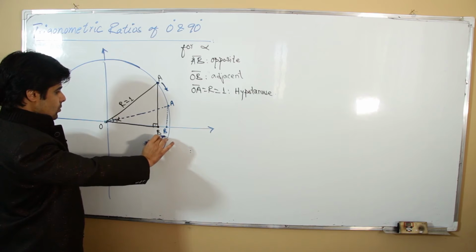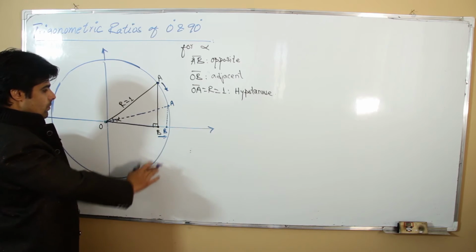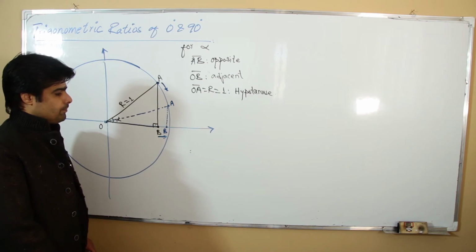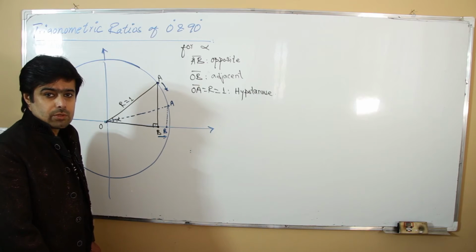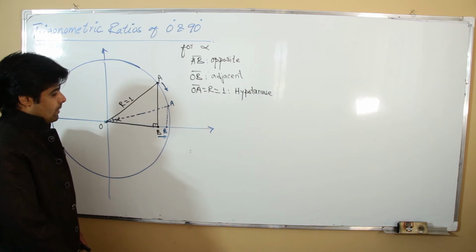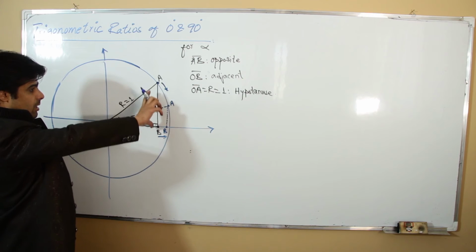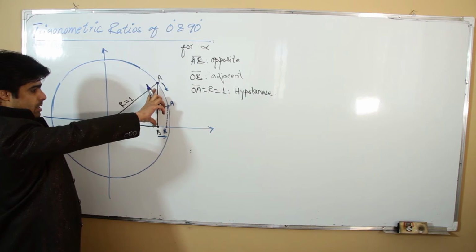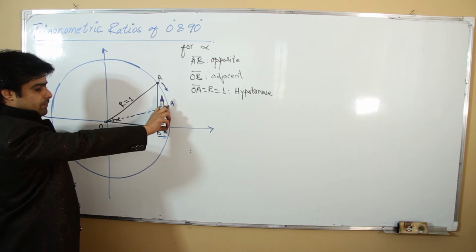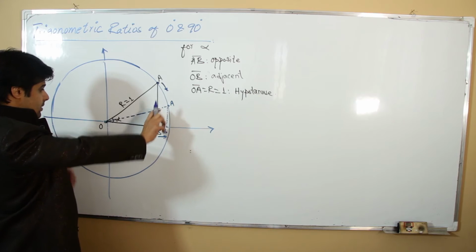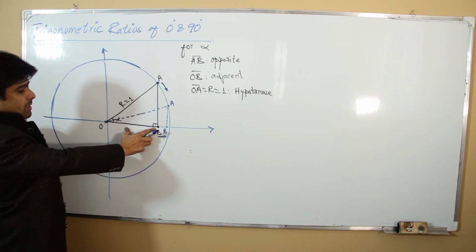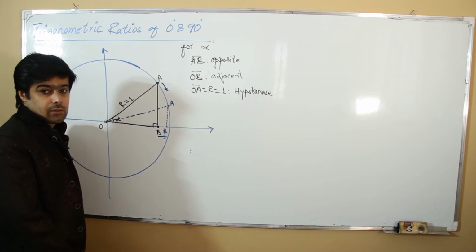B moves to this side, I mean to the circumference. Now, what do you think? AB is getting smaller. AB decreased, but OB is increased.